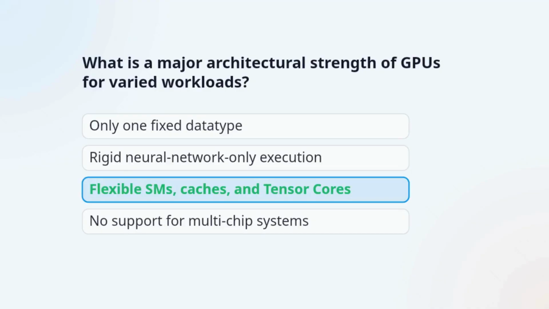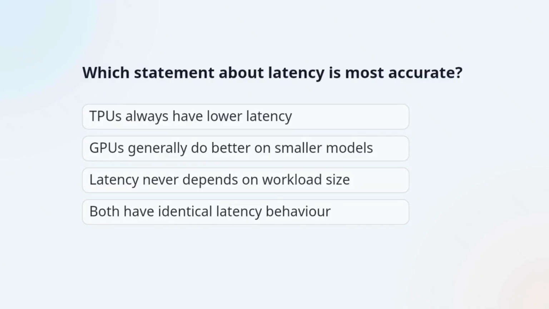The correct answer is flexible SMs, caches, and tensor cores. GPUs combine streaming multiprocessors, tensor cores, and cache hierarchies to handle many different kinds of tasks. Question 3. Which statement about latency is most accurate?